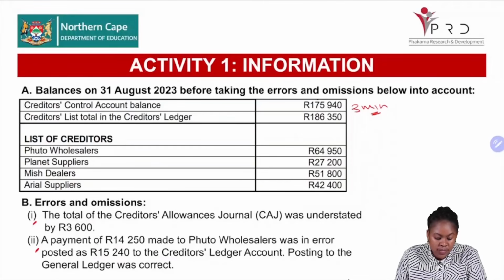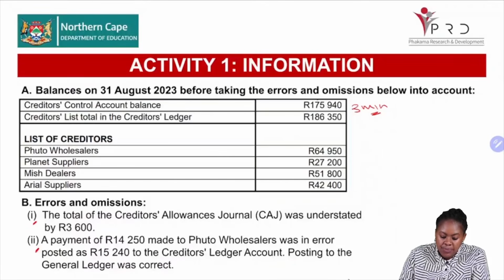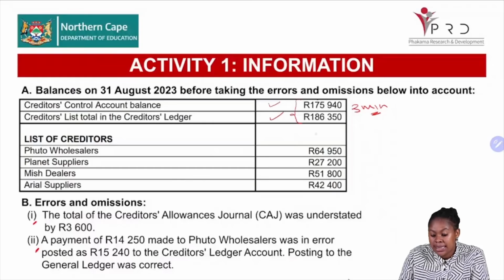Welcome back, grade 12s. Let's quickly look at this question. So they've given us our creditors control account balance, and they've given us our creditors ledger. We can definitely see that they are not the same. So there are some errors that have taken place, and we need to reconcile these errors. Okay, so the list of creditors are given to us: Puto wholesalers, Planet suppliers, Mish dealers, and aerial suppliers. Then we are reading our errors and omission.